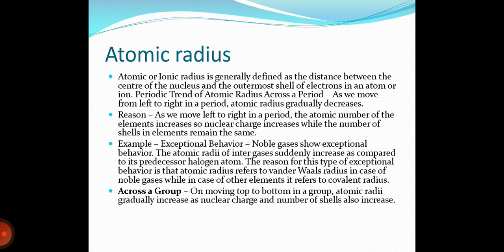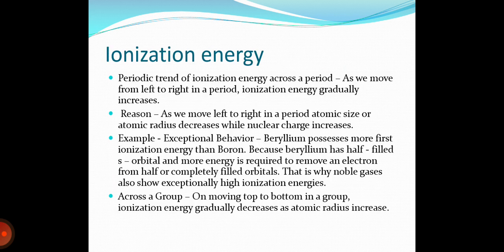Across the group, on moving top to bottom in the group, the atomic radius gradually increases as nuclear charge and number of shells also increase. Ionization energy. The periodic trend of ionization energy across the period: as we move from left to right in a period, ionization energy gradually increases.